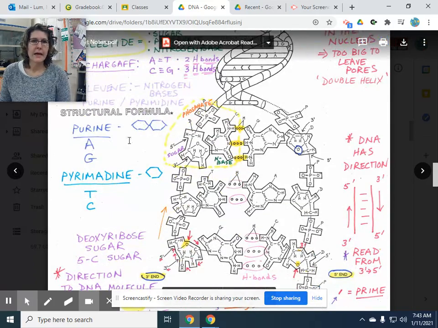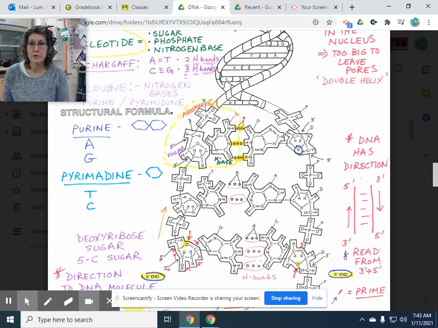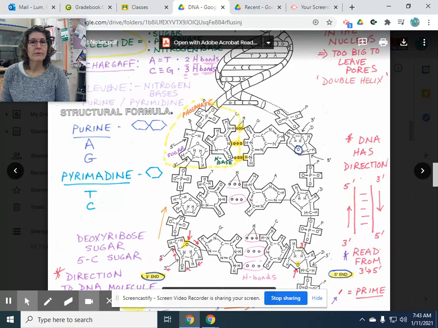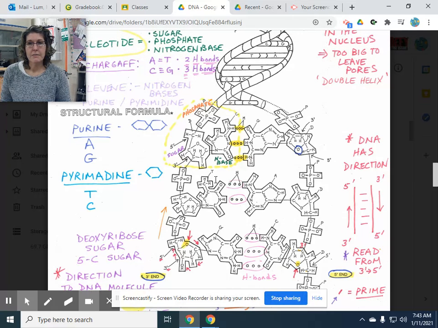You guys see once again with Levine, here's my purines, double ring structures. So this is what they look like, but chemically, here's my first one, guanine. Here's my second one, adenine. My pyrimidine, single ring structures. Here's thymine. There's cytosine. When we get to RNA, we're going to talk about another nitrogen base pair called uracil.